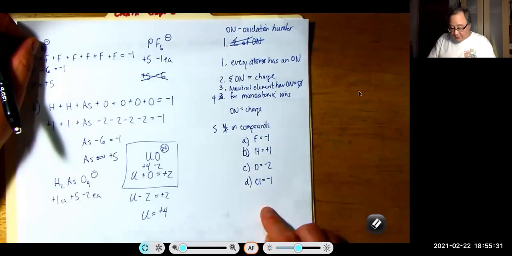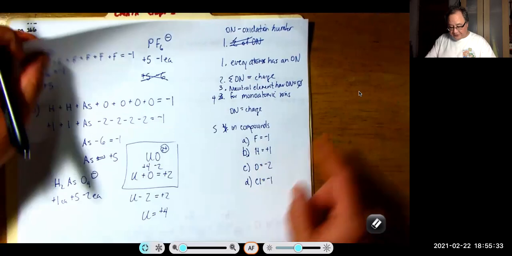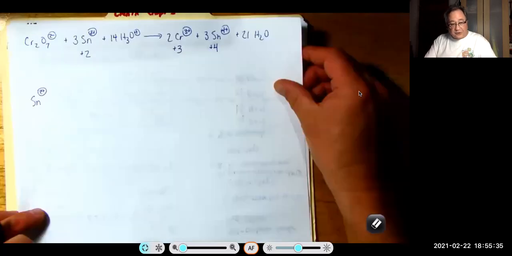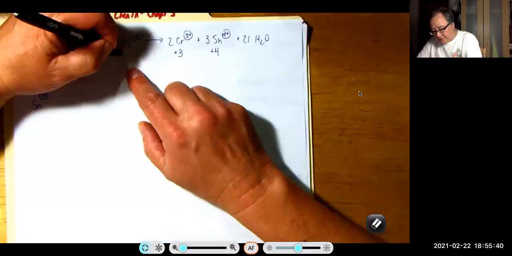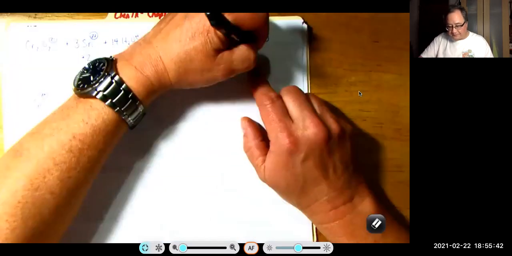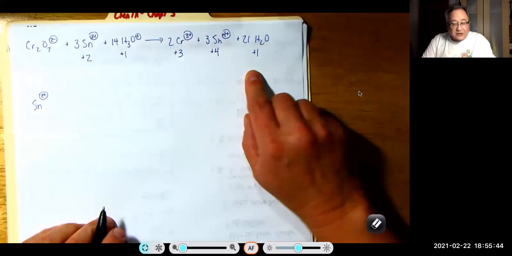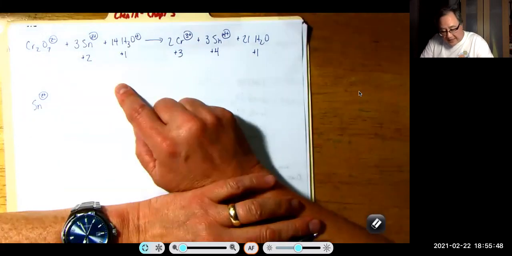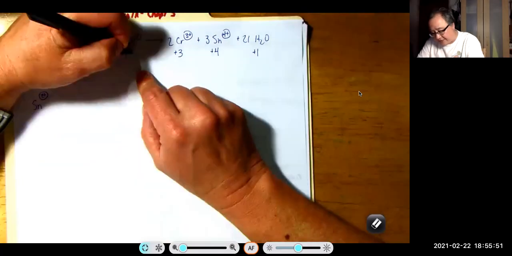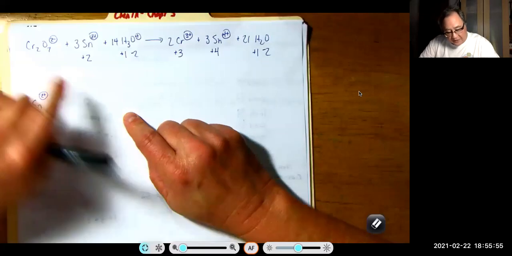There's no fluorines, but we do have hydrogens and oxygens. Hydrogens go first. So these are plus 1. These are plus 1. What does oxygen have to be so that this ends up being a plus and it's a negative 2? And here it's a negative 2. What is each oxygen here? A negative 2.